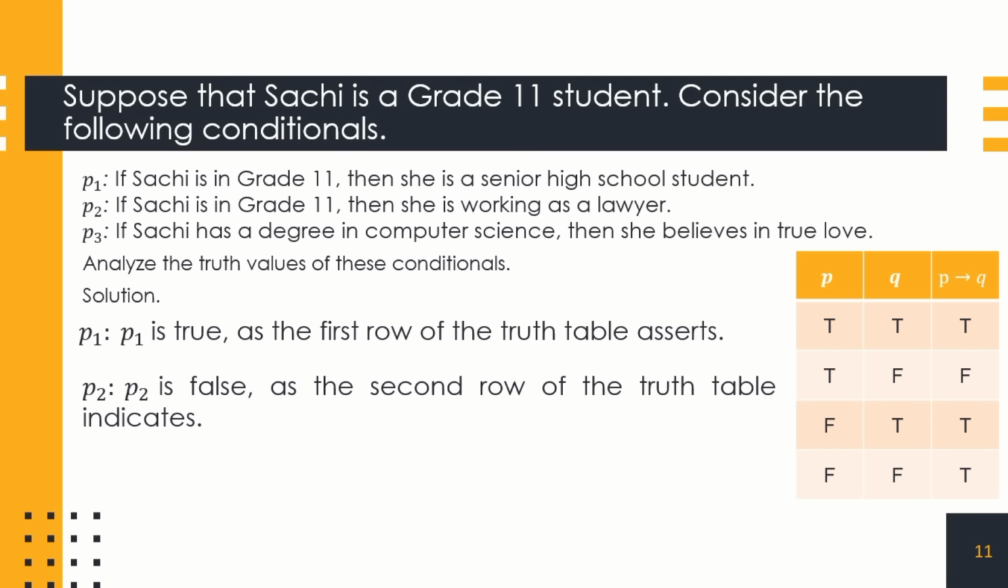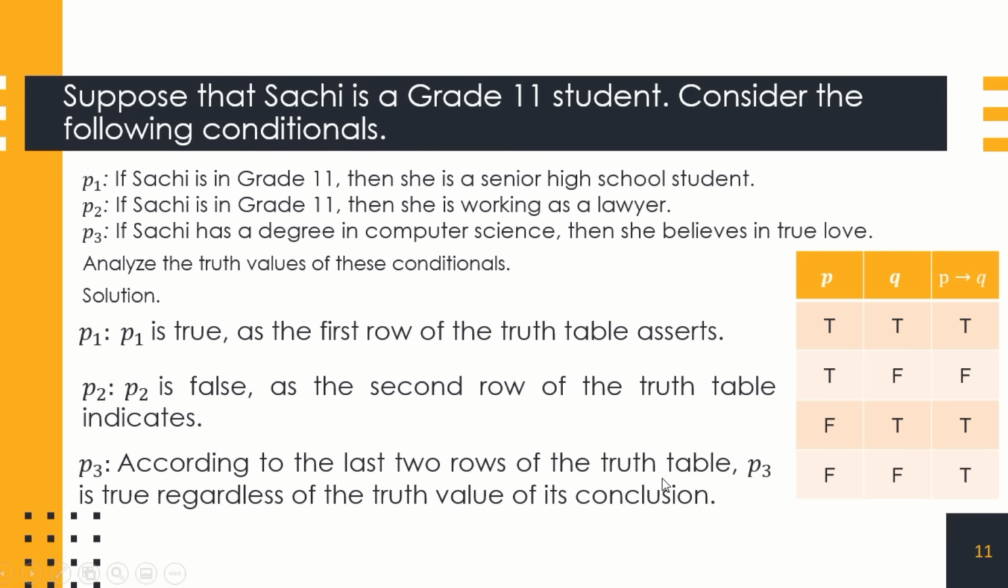So therefore, according sa dalawa nating statement, sa huli nating statement, kapag ang una is false, it's either dito sa dalawang row na to, kasi both yung first statement is false. So pwedeng sa pangalawang statement talagang naniniwala siya sa true love, or pwedeng hindi siya naniniwala sa true love. Tama? So ibig sabihin niyan, ang statement ng proposition 3 is true. So according to the last two rows of the truth table, proposition 3 is true regardless of the truth value of its conclusion.